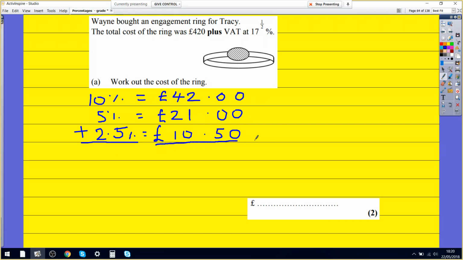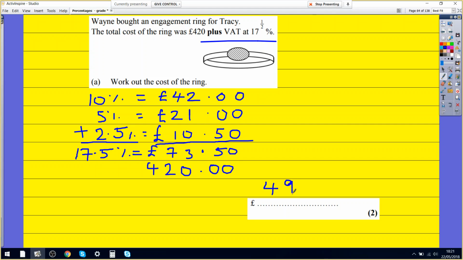And so how would I do this? £73.50. That's it. And is that the final answer? No. Because you've got to take it away from the 420. It says plus 17.5%. Wait, so do I take £73.50 away from the 420? It says plus VAT. Oh, so do I add it on? Yeah. Okay, that's a lot easier. So that'd be £493.50. Well done.